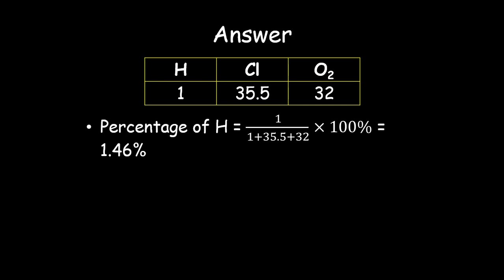So the percentage of hydrogen equals 1 divided by 1 plus 35.5 plus 32. How did we get this formula? First, 1 is the mass number of hydrogen alone, and the denominator is the molar mass of the whole compound, times 100 in order to get a percentage, which equals 1.46. So the answer is D.